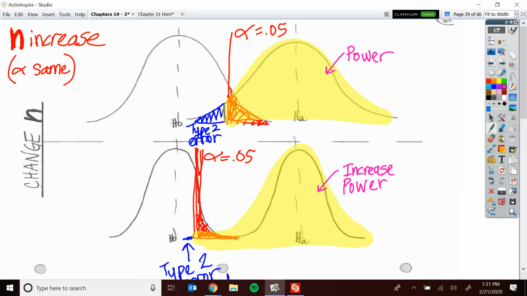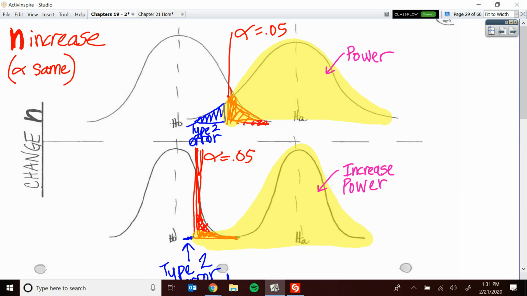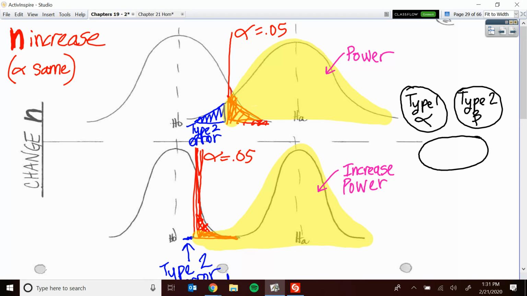Okay. So now we're going to do our little helpful device. Type 1 is alpha. It's in the circle. Type 2 probability is beta. But we're going to add something down here below it. We're going to add N, because that's the other item we're controlling.